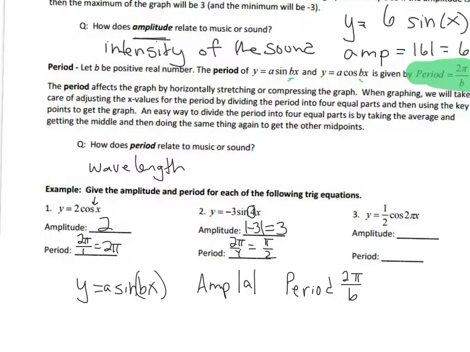So this thing will repeat really quickly. It repeats every pi over 2. So it's a shorter period, so it kind of gets condensed. So instead of being like this, it'll get condensed and repeat more often.